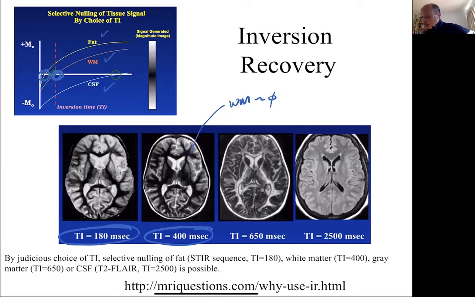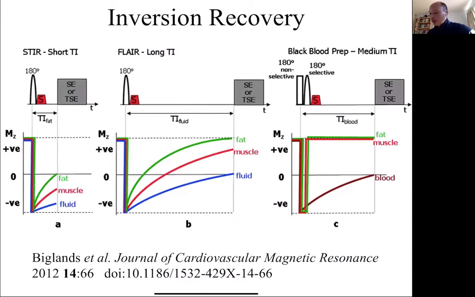And then here, at this point, I've nulled out the gray matter. So the gray matter here is almost 0. And at this point here, the CSF is essentially 0, okay? So just by acquiring at different points after the inversion pulse, I can erase different types of tissue. That's just shown here. For example, here I nulled out fat. Here I would null out fluid, and here I will null out blood in this case, right?